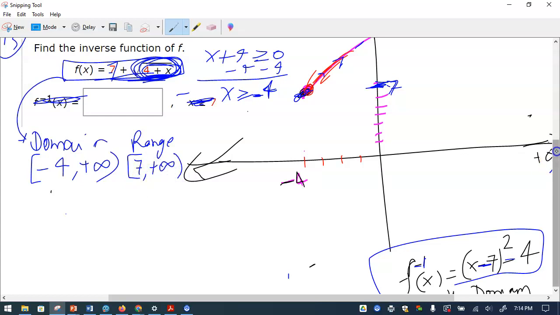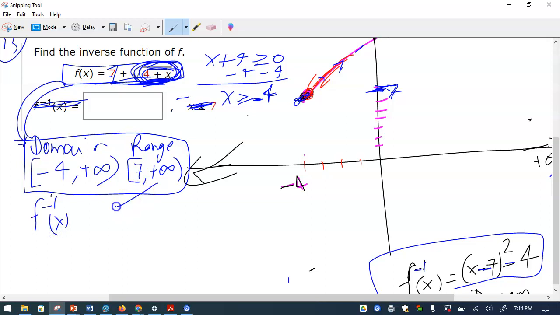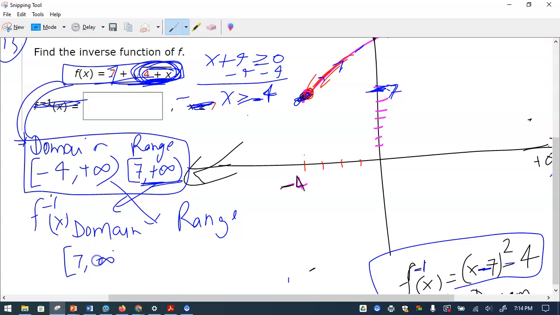Now remember, this is only for the original function. For the inverse function, it swaps. That means the range becomes the domain. So here, domain and range interchange. That means this 7 to infinity becomes the domain here, and the range here is negative 4 to plus infinity. So this is for the function that we got.